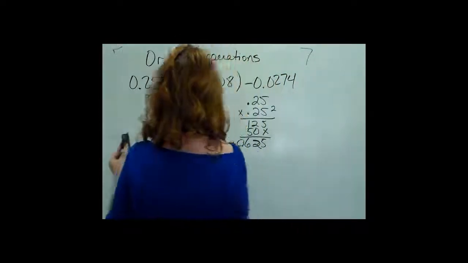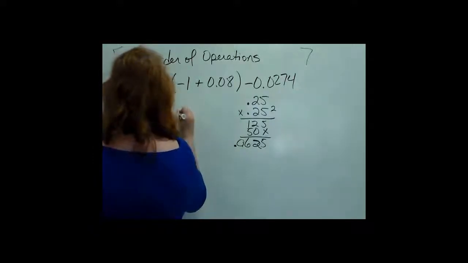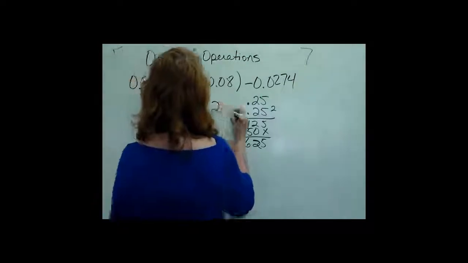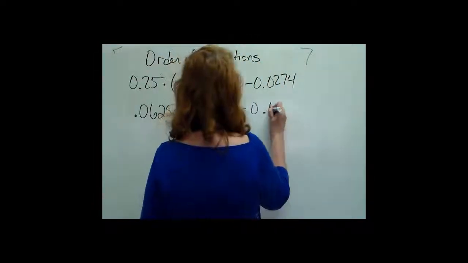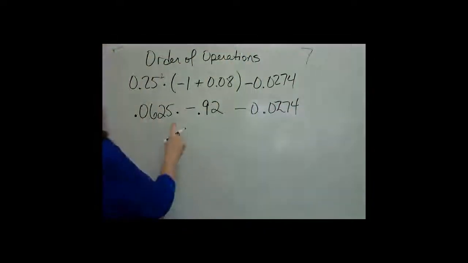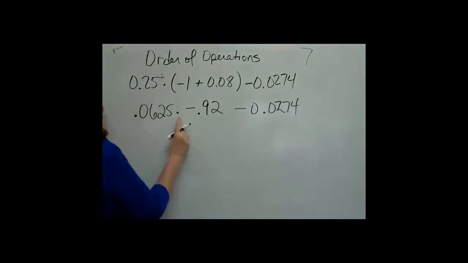So now I'm going to get all of my arithmetic out of the way and erase my answers. That's awesome. 0.0625 times -0.92 minus 0.0274. So I've got a multiply and a subtract. I'm going to do the multiply first. So this times 0.92, and that's a negative.